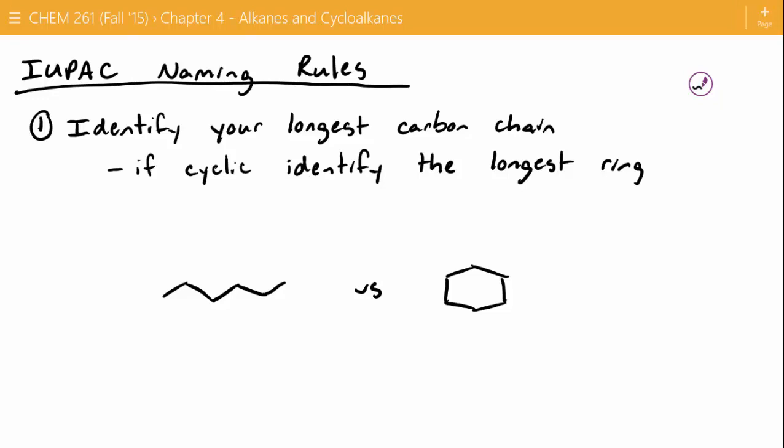So we still need to identify the longest ring system, but when you're dealing with rings, you always deal with the longest amount of carbons that are within a ring. So only focus on the carbons in the ring system.